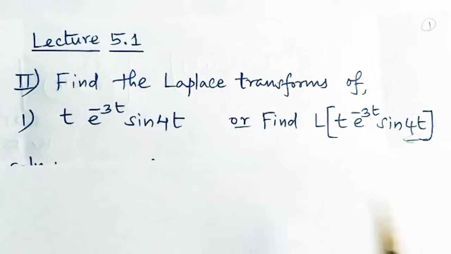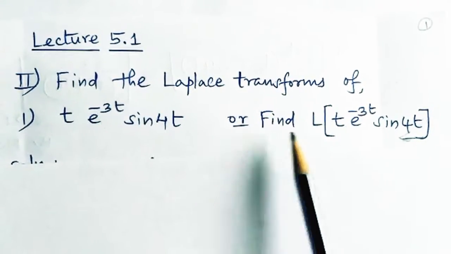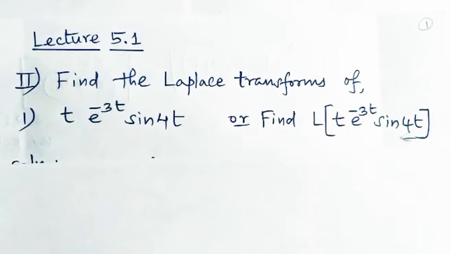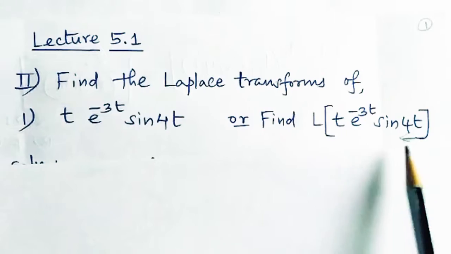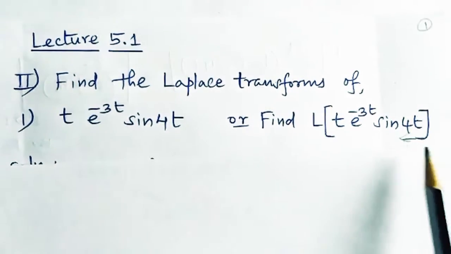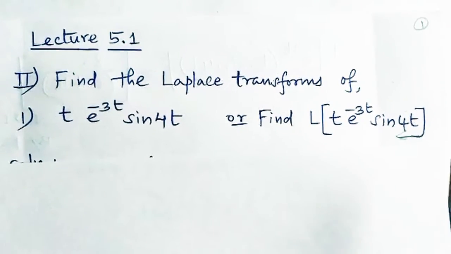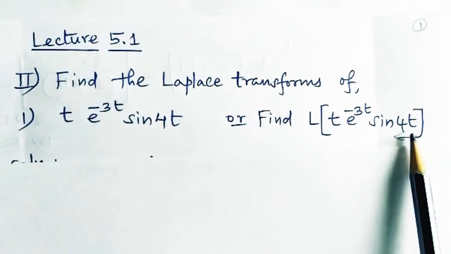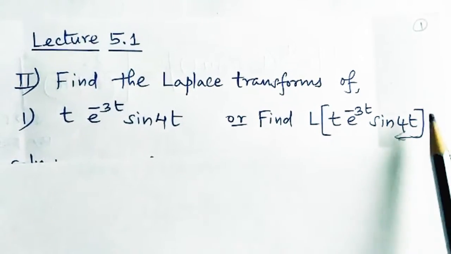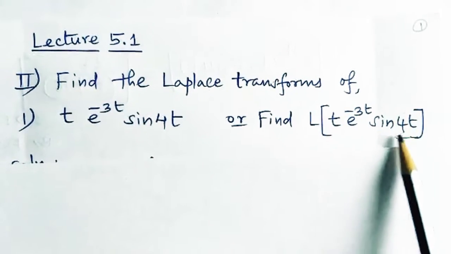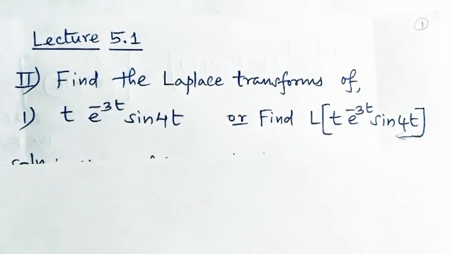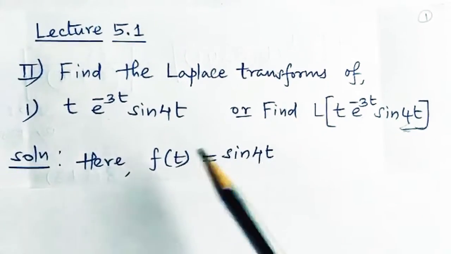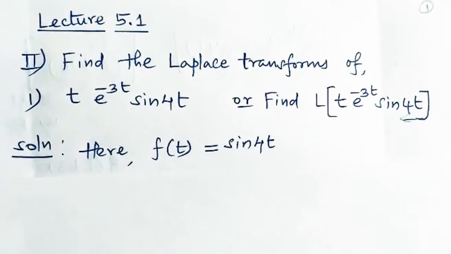Or even it can be asked in the form, find the Laplace of t e raised to minus 3t sine of 4t. When three functions come together as a product, we usually start with the extreme right. We follow the sequence from the extreme right towards the left. So accordingly, the first choice is sine of 4t. So let us consider f of t as sine of 4t.